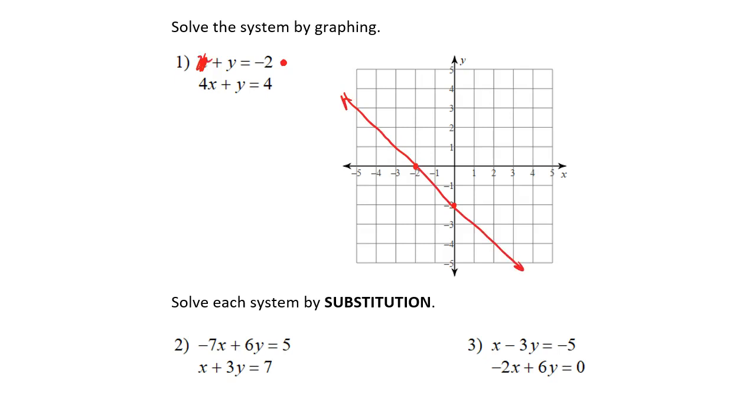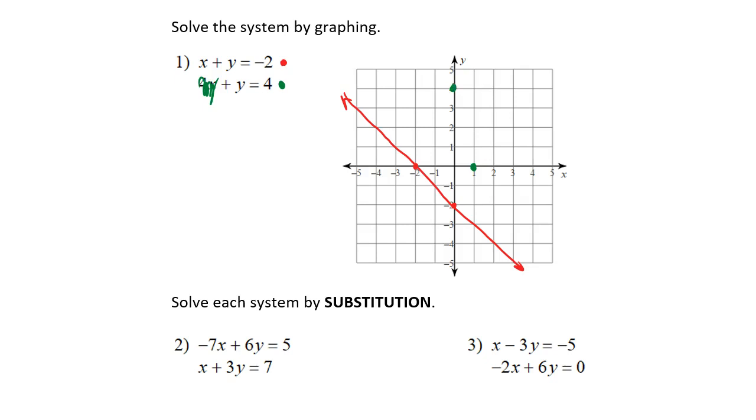And now for the second one, we're going to do the exact same thing. So I'll do this one in green. Start by finding the x-intercept. So I'm going to cover up the y. If I solve for x, 4 divided by 4 is 1. So the x-intercept would be 1. To find the y-intercept, I'm going to cover up the x and solve for y. So we get y equals 4.